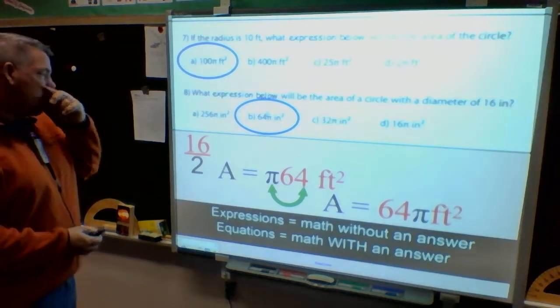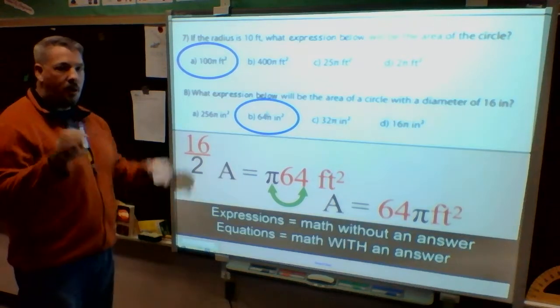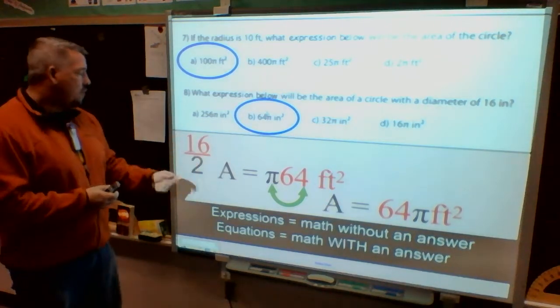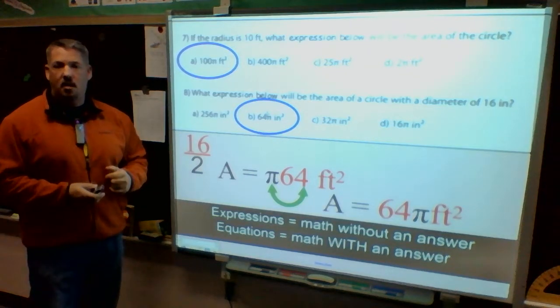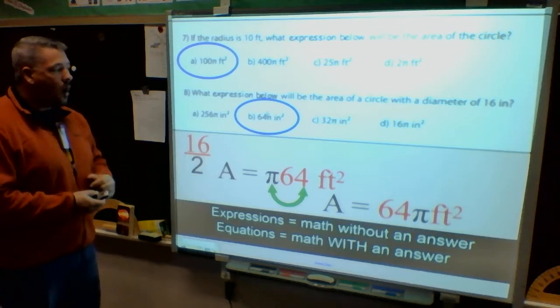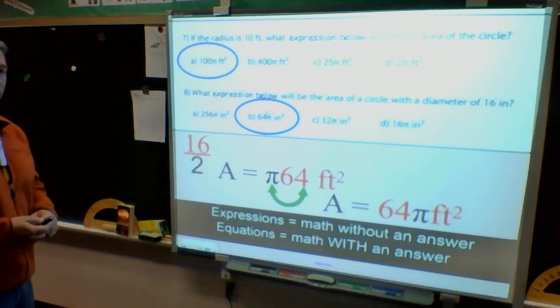So hopefully you got B as the correct answer, and if you didn't, then I would guess, and I could be wrong, but I would guess that you chose A because you didn't divide your 16 by 2. So look at your work if you didn't get B as your right answer and figure out why you didn't. But you have to divide 16 by 2 to get your radius.